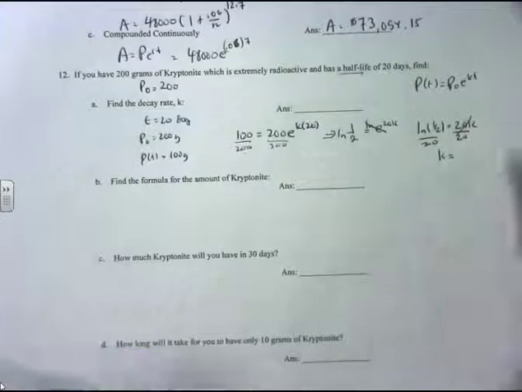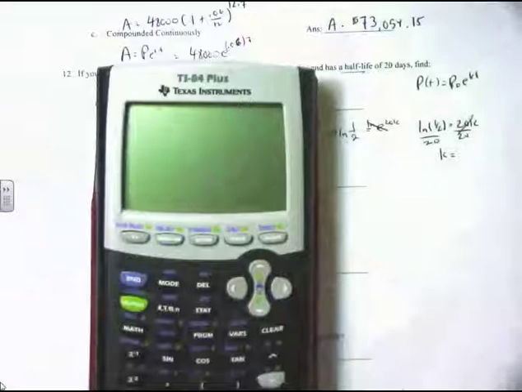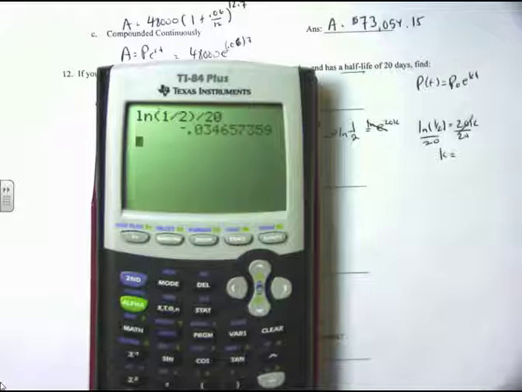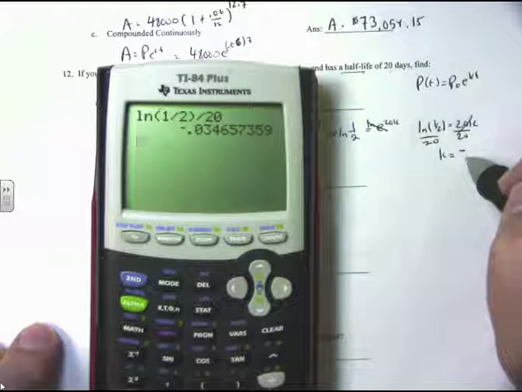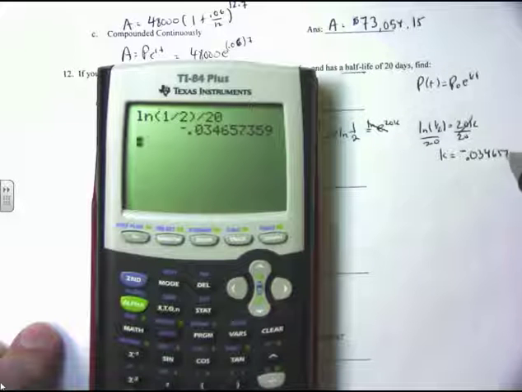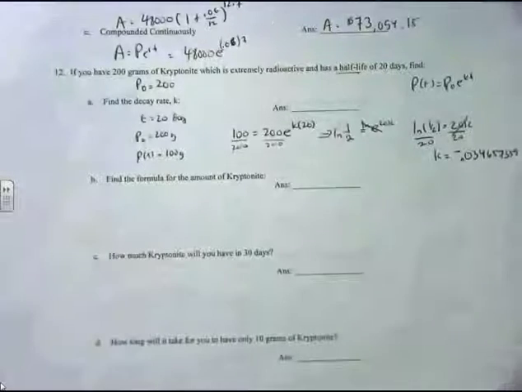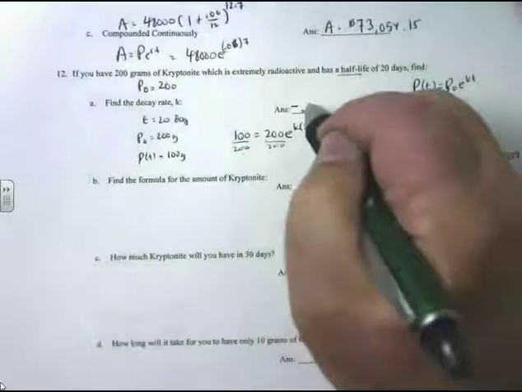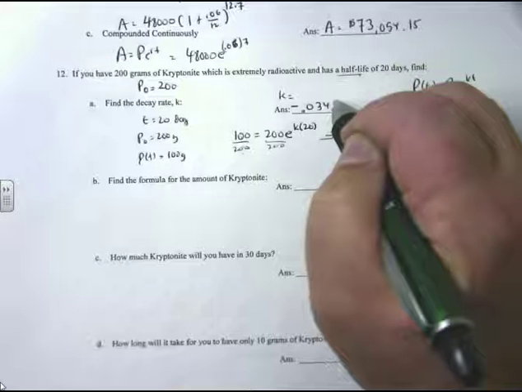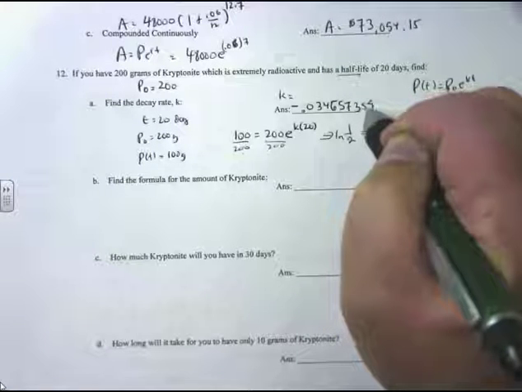And I get k to be equal to, and I'll use my calculator again, big calculator problems, natural log of 1/2 divided by 20. And it's a decay problem, so I'm expecting a negative exponent, negative 0.03657359. Honestly, if you take it out to 4 or 5 decimal places, I'd be happy and give you full credit for that. But your k value is equal to negative 0.0346573559.